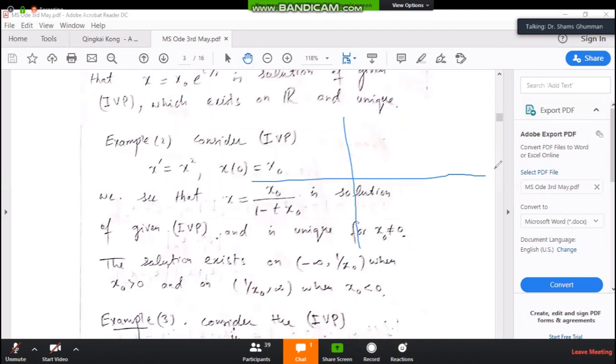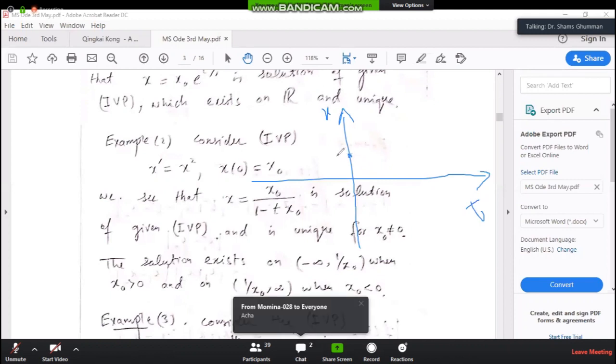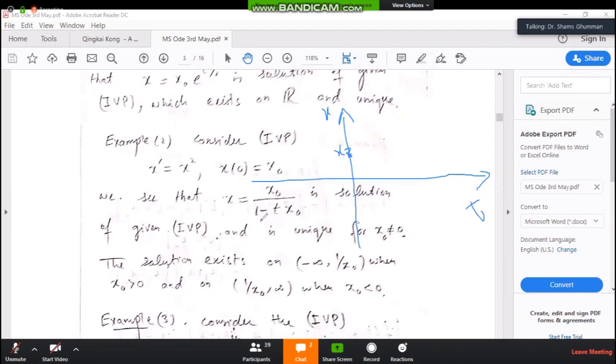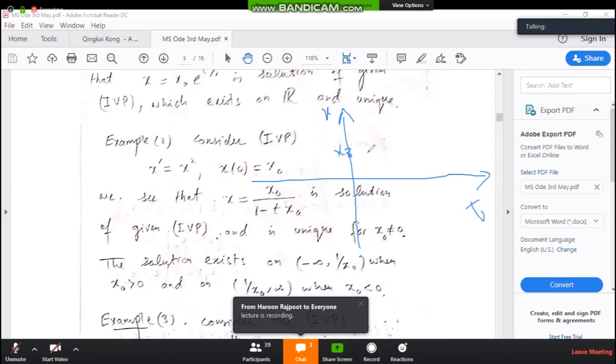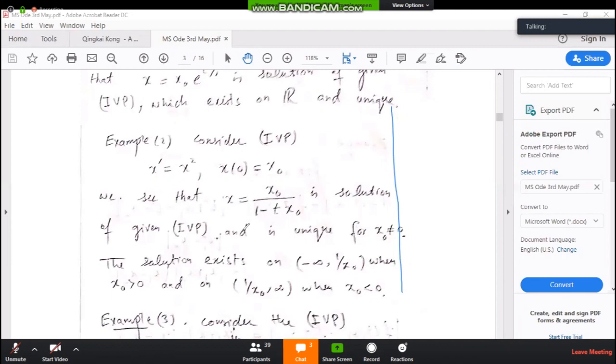And at t equal to 0, let's say x0 is positive, so it is here x0, and the graph can be drawn in such a way that 1 over x0, oh sorry, let me draw the graph. Draw the graph like this. This is the graph. 1 over x0 is the vertical asymptote. This is x0. So the solution exists on minus infinity to 1 over x0.